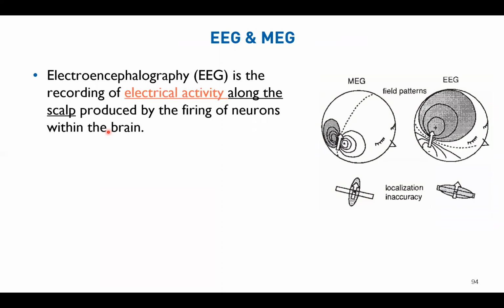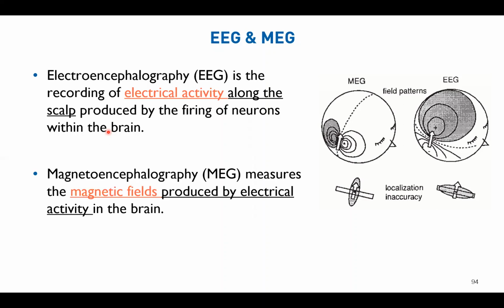So EEG is the recording of electrical activity along the scalp produced by the firing of neurons within the brain. Why am I talking about them together, and why do people usually talk about EEG and MEG altogether? It is because they are similar, but they have differences. What I show here in red is the difference. EEG measures the electrical activity. MEG, as you can see by the name, magnetic, measures the magnetic fields produced by the electrical activity in the brain.